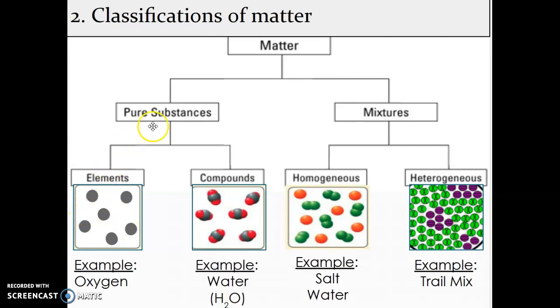Notice how there's only one kind of atom in here, and they all look exactly the same. Another type of pure substance is a compound. Compounds are atoms of different elements that are held together with chemical bonds. So here I have an example of water, which is two hydrogens bound to one oxygen atom. We see our little gray dot in the middle, that's our oxygen atom, and we see two little red circles on the side. Those represent hydrogen atoms.